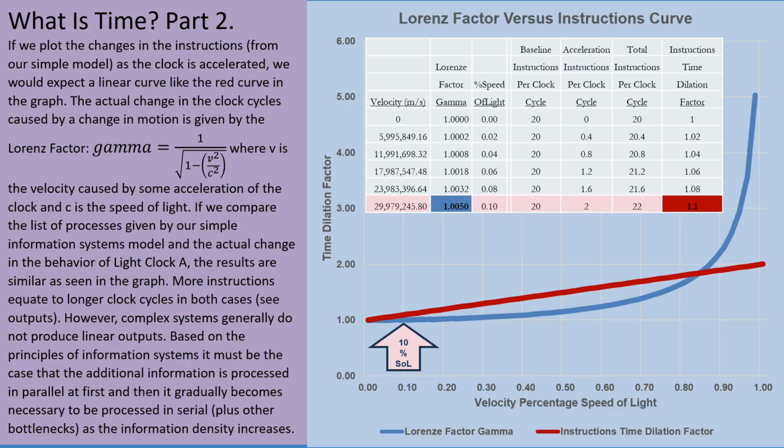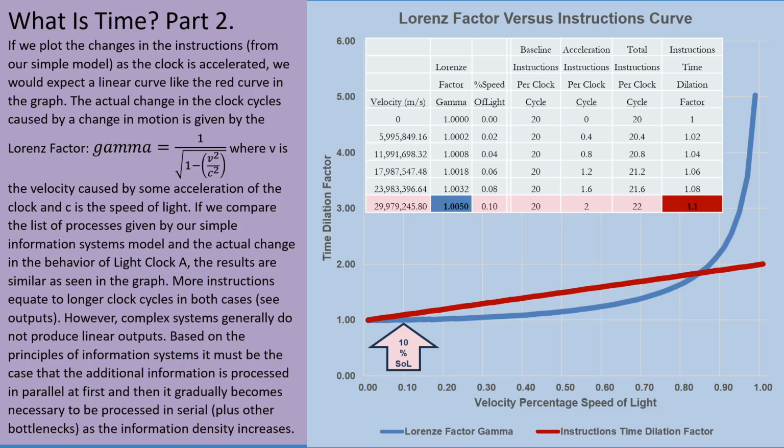The actual change in the clock cycles caused by a change in motion is given by the Lorentz factor. And here's the formula for the Lorentz factor, where v is the velocity caused by some acceleration of the clock, and c is the speed of light. If we compare the list of processes given by our simple information systems model and the actual change in the behavior of light clock A, the results are similar as seen in the graph. More instructions equate to longer clock cycles in both cases.